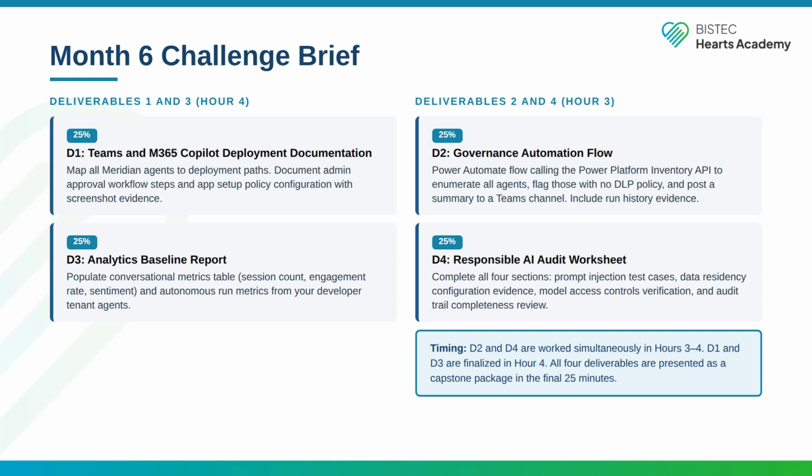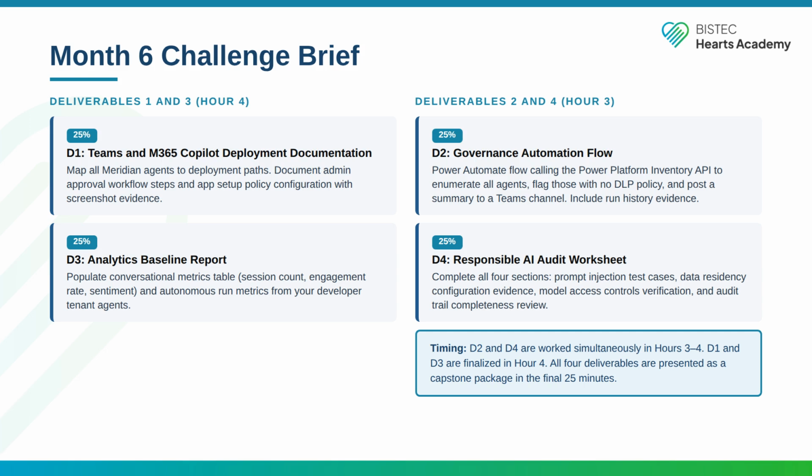Deliverable 2 is the governance automation flow. This is the Power Automate flow you build in hour 3, the daily DLP policy audit that enumerates all agents in the tenant, identifies those with no DLP policy applied, and posts a summary adaptive card to a Teams governance channel. Run history evidence showing at least 1 successful execution is required alongside the flow design screenshots.